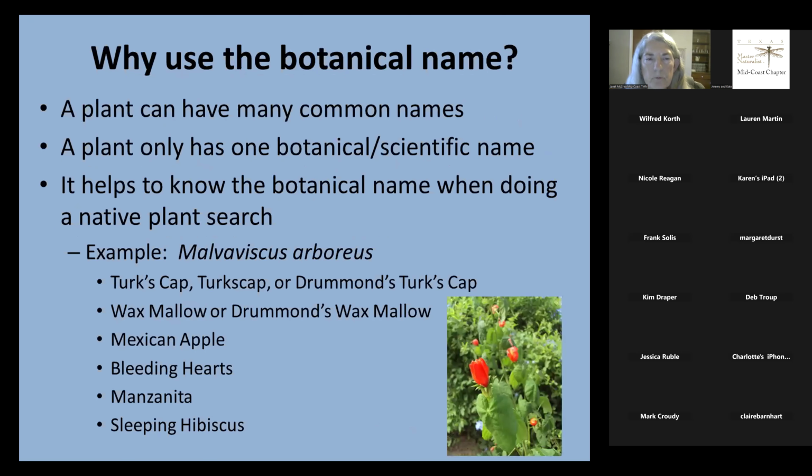Another housekeeping thing before we get into everything else is, why use a botanical name? You're going to need to know some of the botanical names in order to look up the plant to find out if it's native or not. A plant can have lots of common names. For example, the Turk's cap, some people call it Mexican apple, or bleeding heart, manzanita, sleeping hibiscus, or Drummond's wax mallow, or Drummond's Turk's cap. But the scientific name is Malvaviscus arboreus. And a plant has only one botanical or scientific name. That will help you when you do a search for a plant that you're looking for.